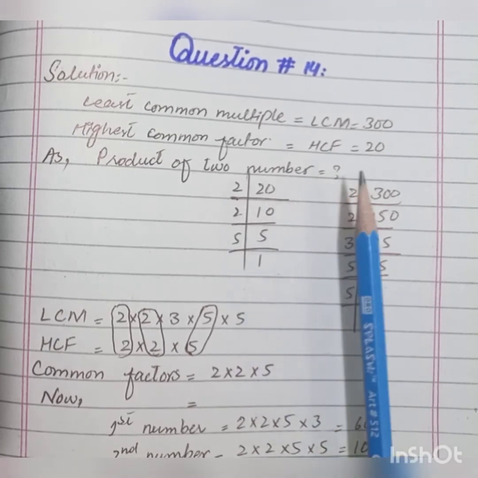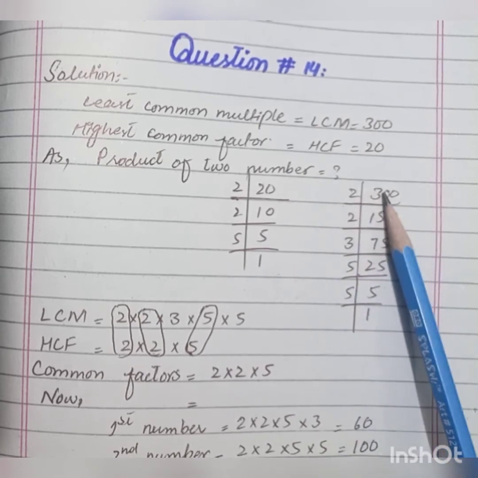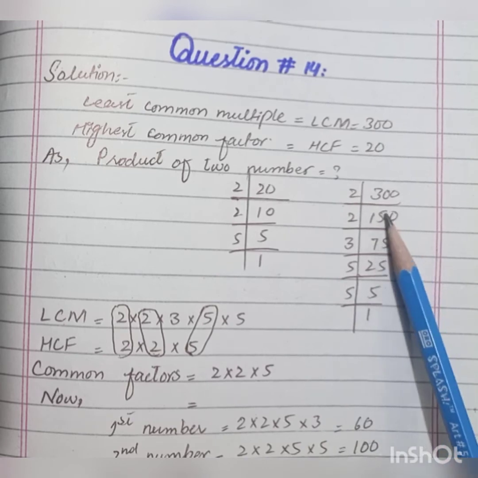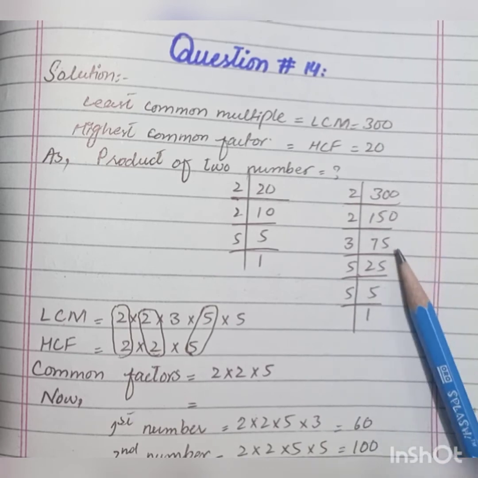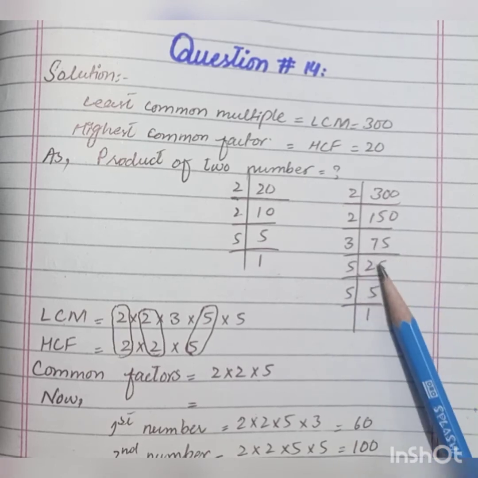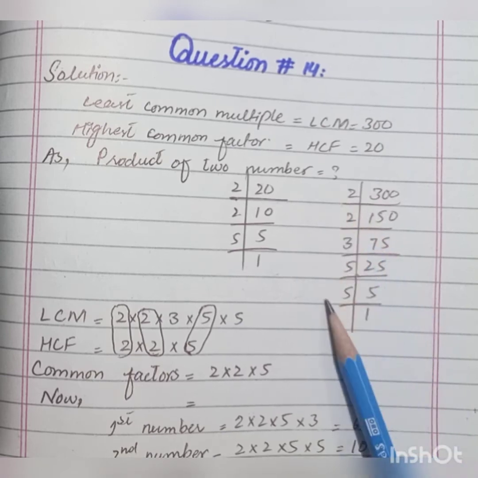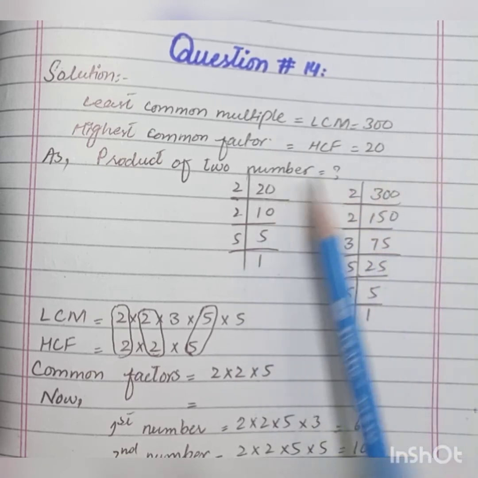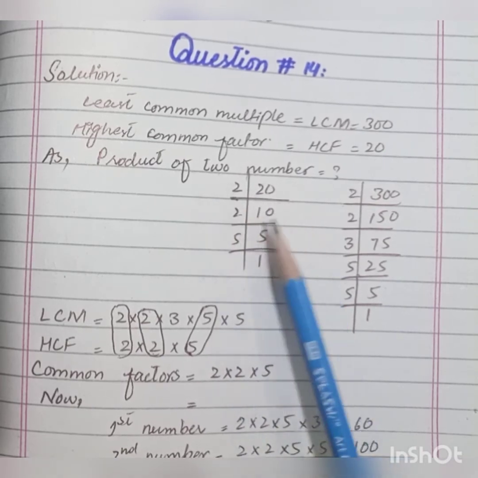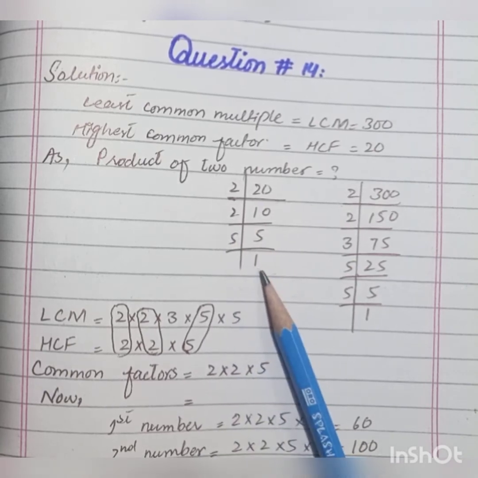So students, you can see that the prime factors of 300 are mentioned here. 2 ones are 2, 2 5s are 10 and 0 as it is. 2 7s are 14, 1 will be here, it would become 10, and 2 5s are 10. Now 3 2s are 6, 1 will be here, it becomes 15, 3 5s are 15. 5 5s are 25 and 5 1s are 5. These are the prime factors of 300. Now you can see here the prime factors of 20: 2 1s are 2, 0 as it is, or we can say 2 10s are 20. 2 5s are 10 and 5 1s are 5.